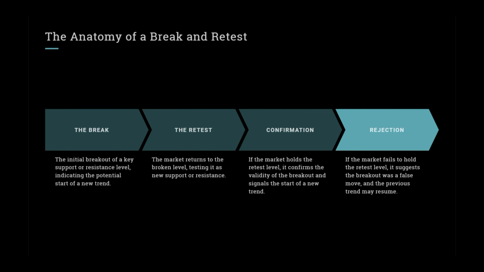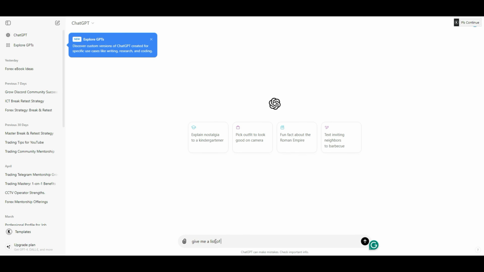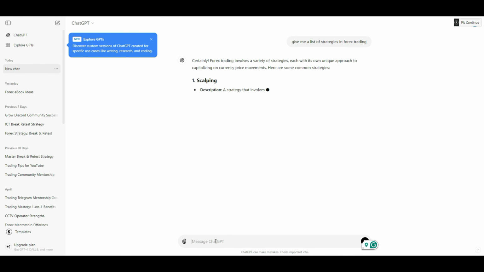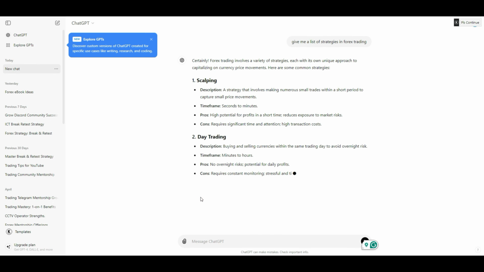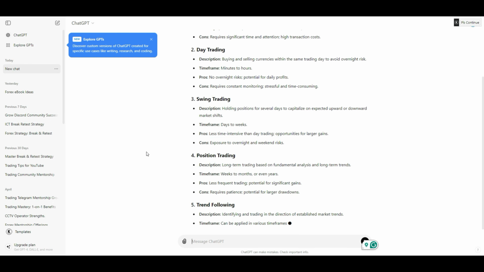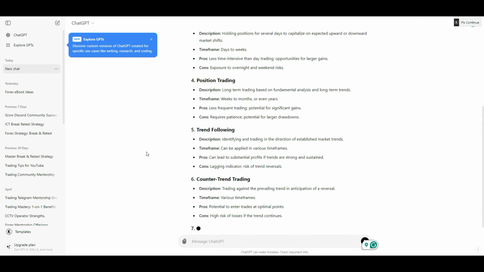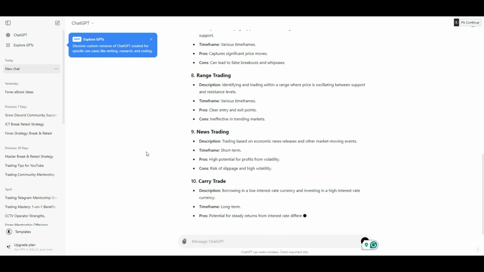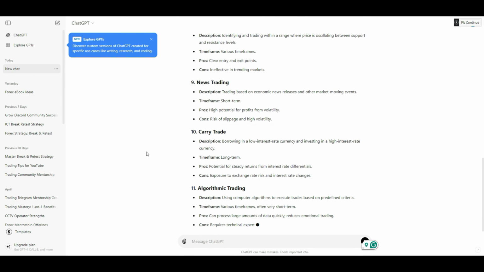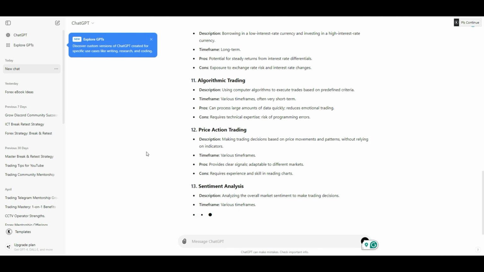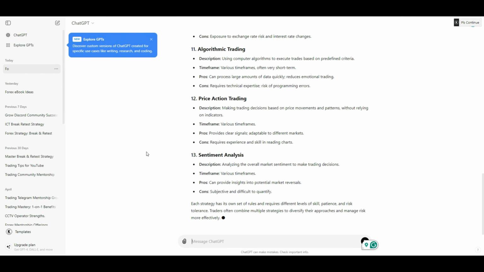And you know what, let's do this. Let's go on ChatGPT. Give me a list of all strategies in Forex trading. Let's see. Okay, scalping, day trading, swing trading, position trading. Oh, okay, let's keep going. Breakout trading, range trading, news trading, carry trading, algorithmic trading, price action trading, sentiment. Who's got the time to look at all this, right?